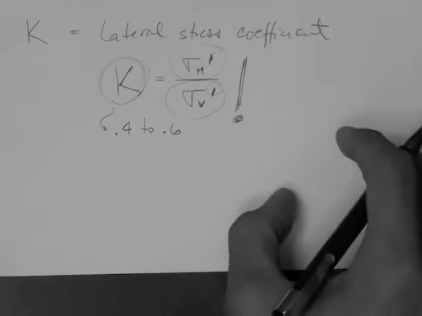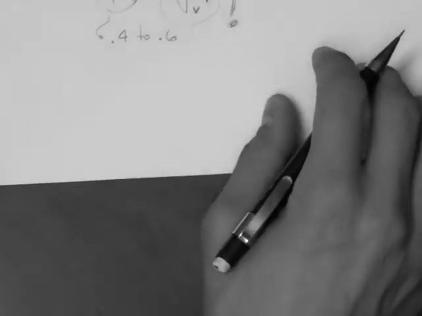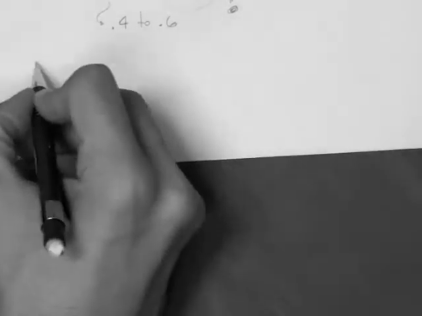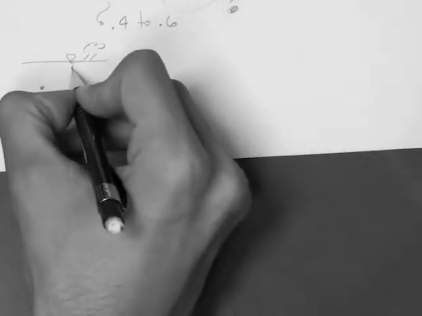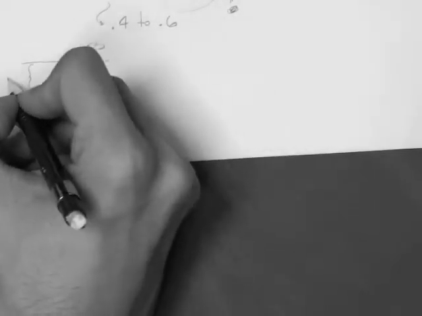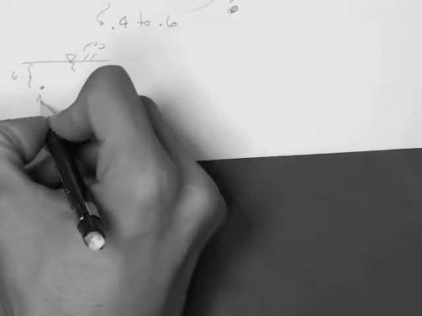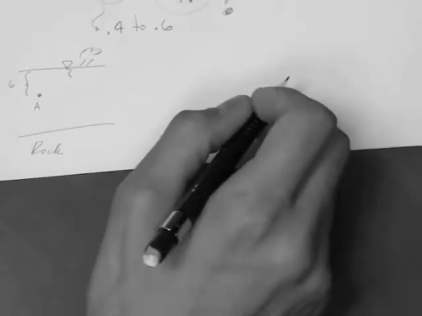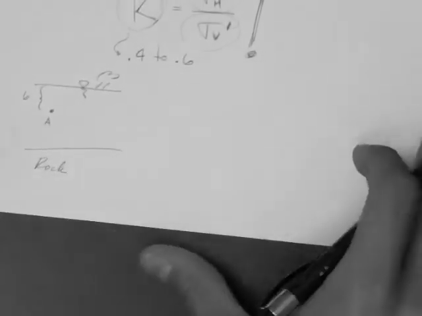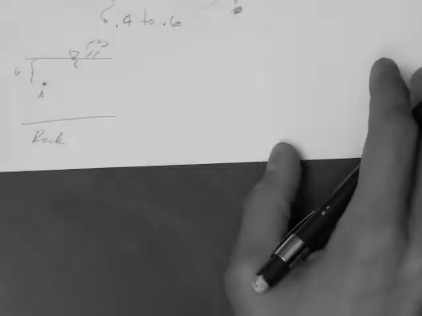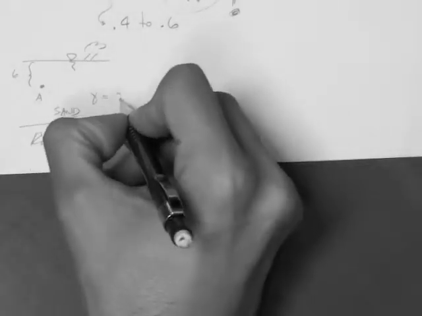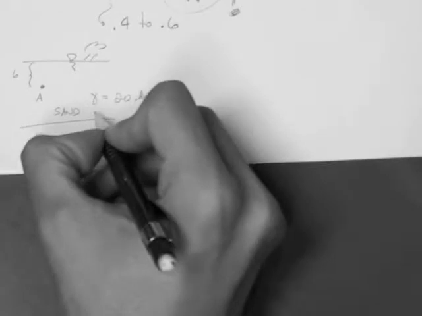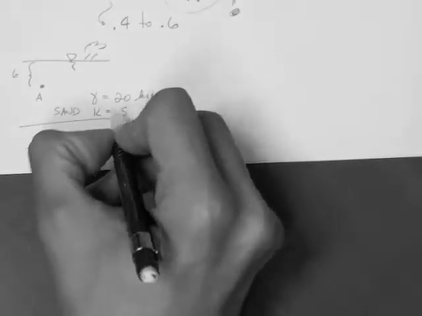Okay, so very simple. I'm going to do a little example over here. Let's say that we have a site. Okay, and here's a point. Let's say the water table is the ground surface. This is, let's say, 6 meters. Okay, this is point A, and the rock is down here. So this is a sand with gamma equal to 20, and K is given as 0.5.